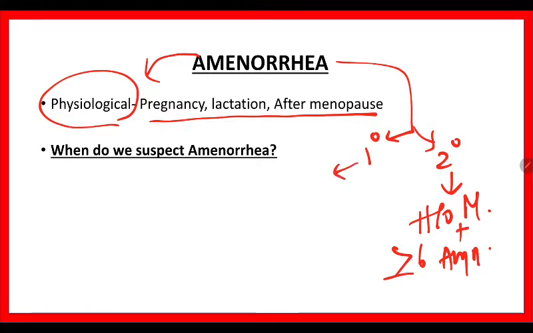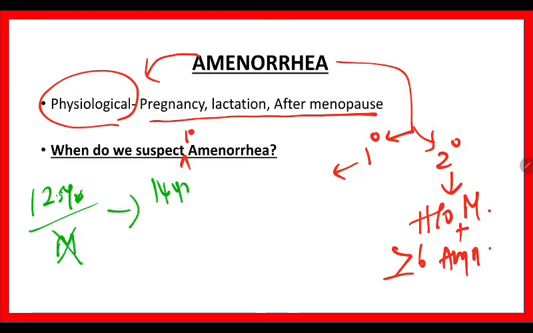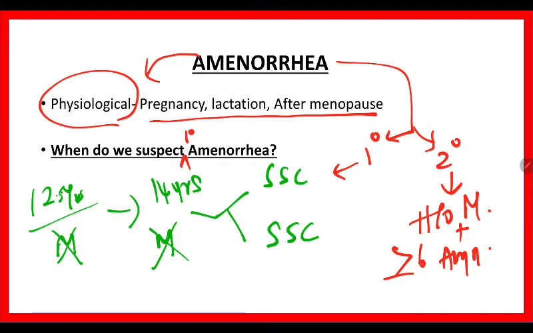Now, primary amenorrhea: who to suspect. At 12.5 years of age, a female child should menstruate, but she is not menstruating. Let's wait till 14 years. If she is still not menstruating at 14 years, next go for evaluation of secondary sexual characters, whether they are present or not. If secondary sexual characters are present, then wait till 16 years.